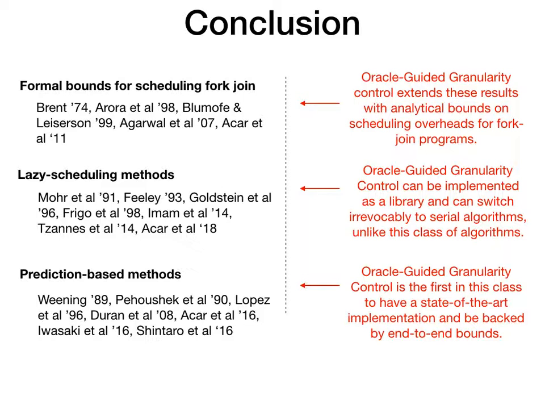Finally, there's the body of work on granularity control. To this category, our approach adds the first implementation that's backed by an end-to-end bound on the execution time, and an empirical study that looks at a collection of modern, challenging fork join algorithms.